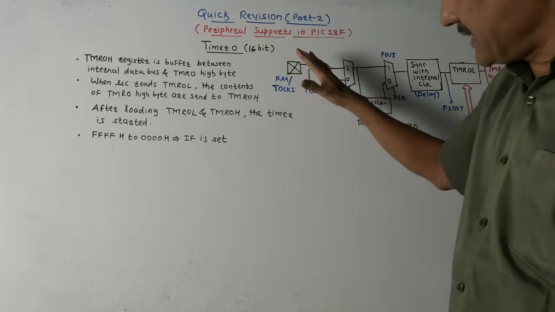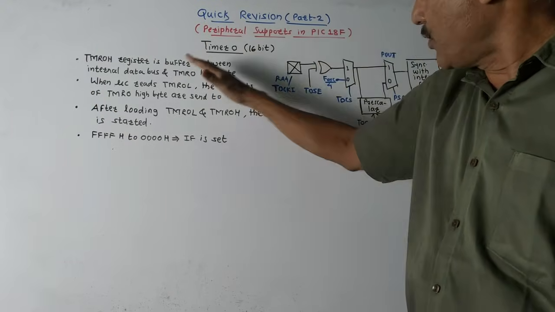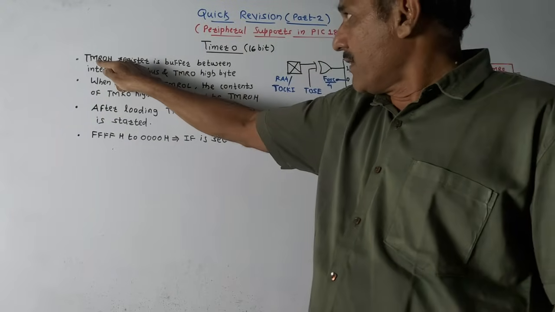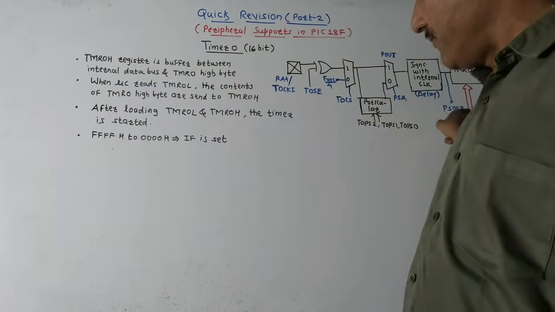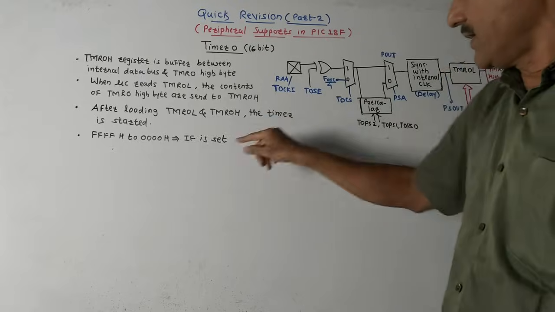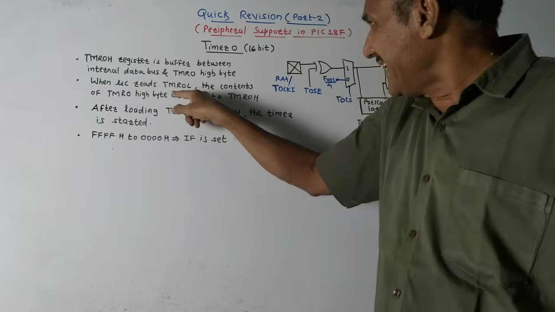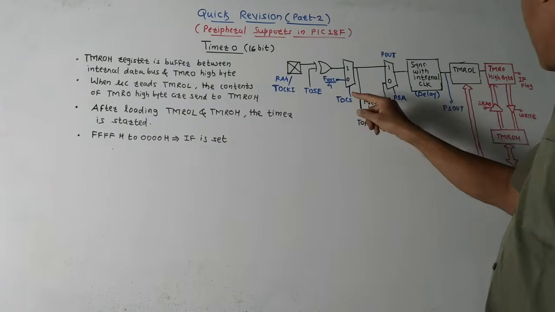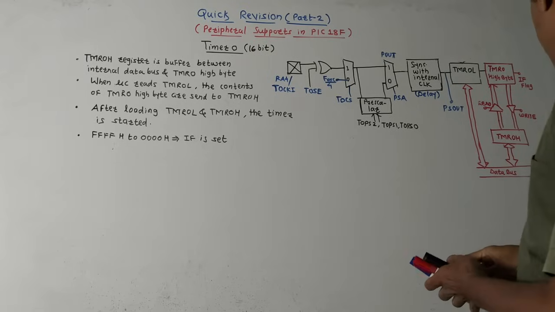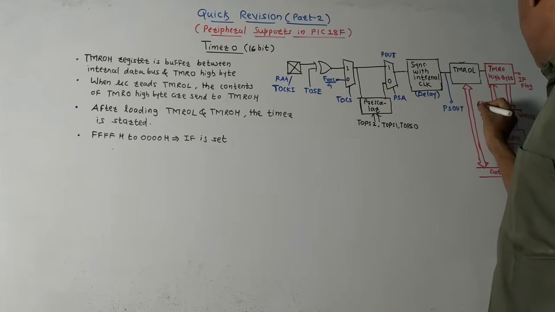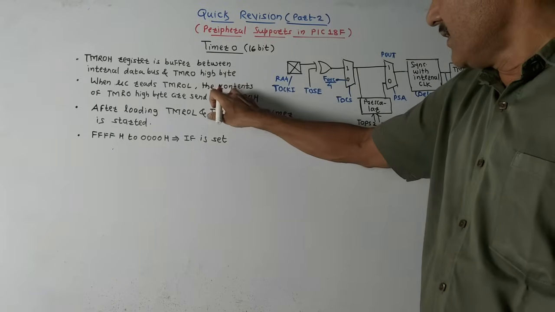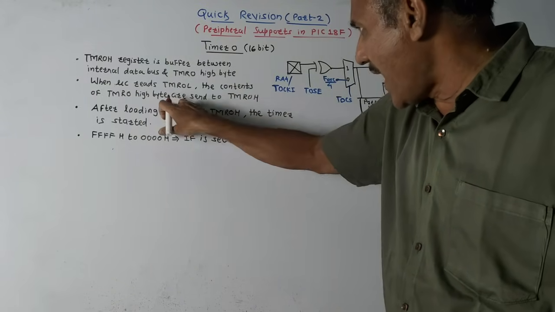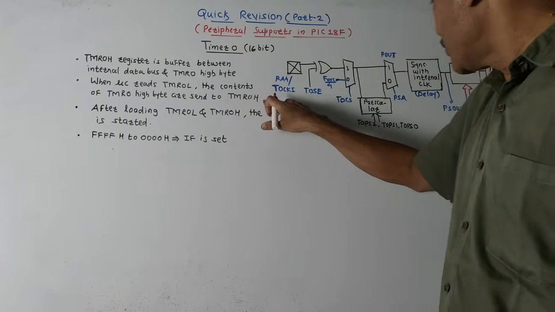Remaining all the explanation is same. Some extra points for 16 bit operation are these. As I told, this block acts as a buffer when the microcontroller reads Timer 0 L, this is the read pin. When the microcontroller reads this Timer 0 L, the contents of the Timer 0 high byte are sent to Timer 0 H.